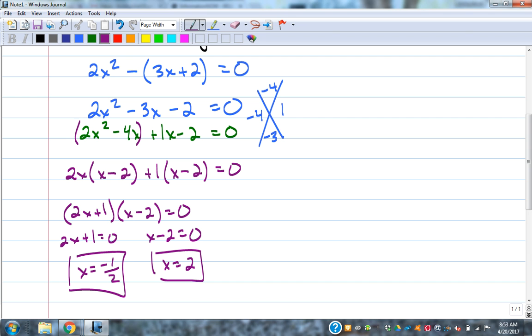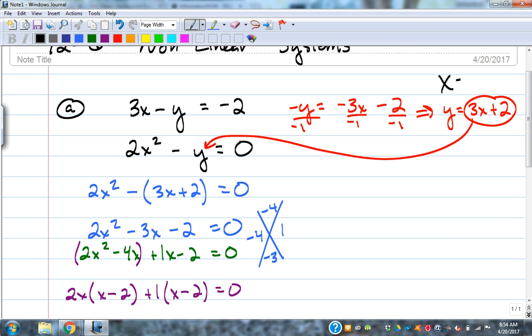Go right back to the original problems, or one that we've worked with and gotten y by itself, maybe. It doesn't matter which one you go back to. I try to go back to the easiest one, the same way I would in a linear system. I'm going to go back to this one right here.